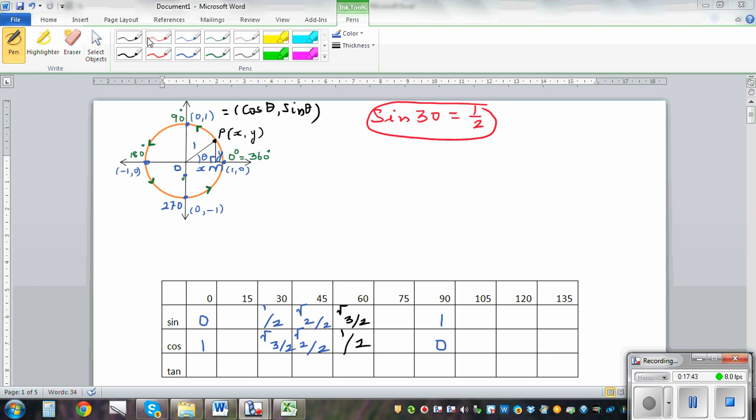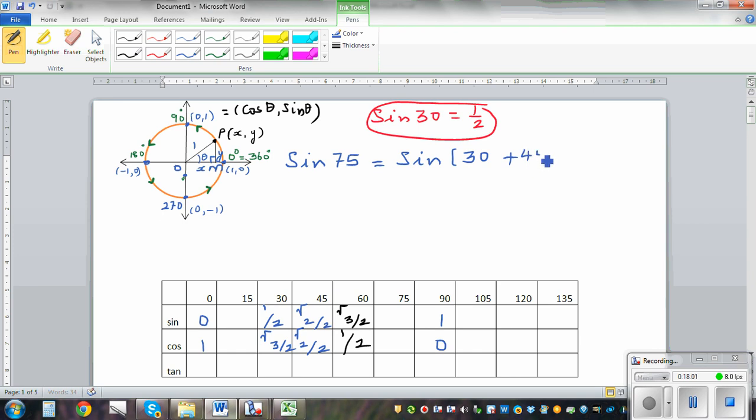So let's find sine 75 using the compound angle formula. Sine 75 is equal to sine of 30 plus 45, or 45 plus 30. So using the compound angle formula, I can say this is equal to sine 30 cos 45 plus cos 30 sine 45. This is just applying the compound angle formula.